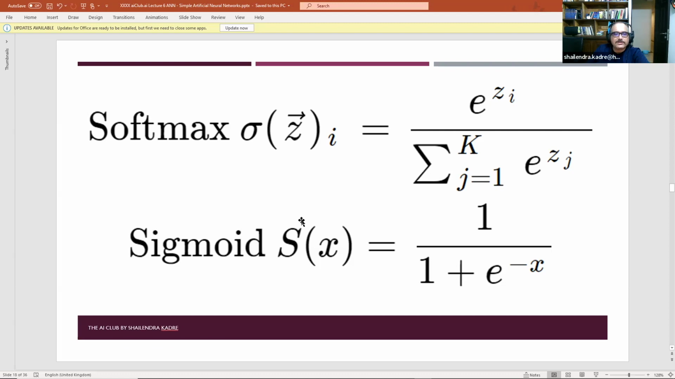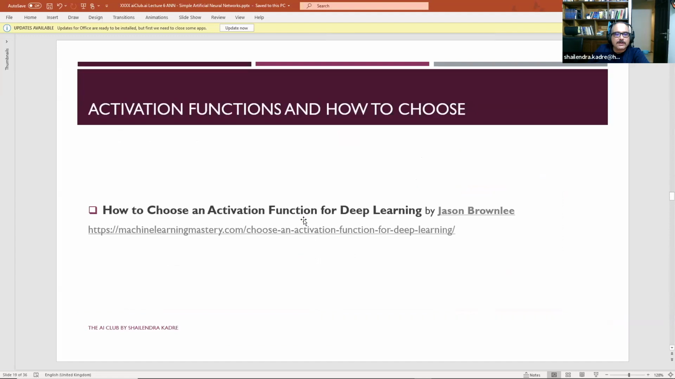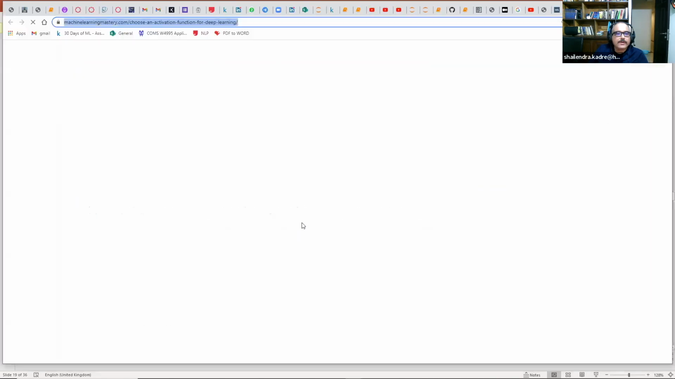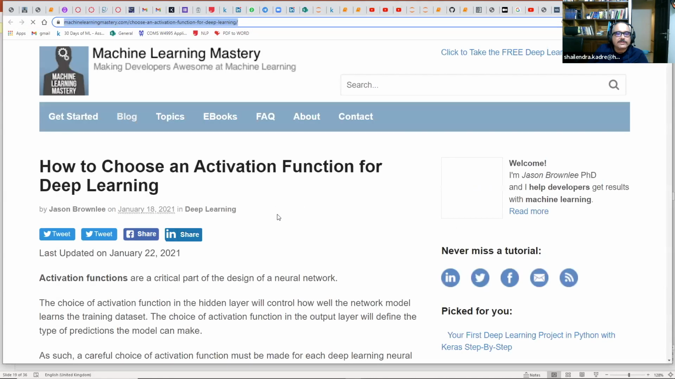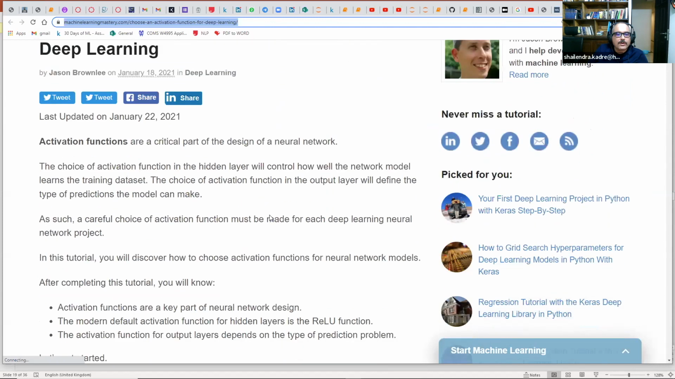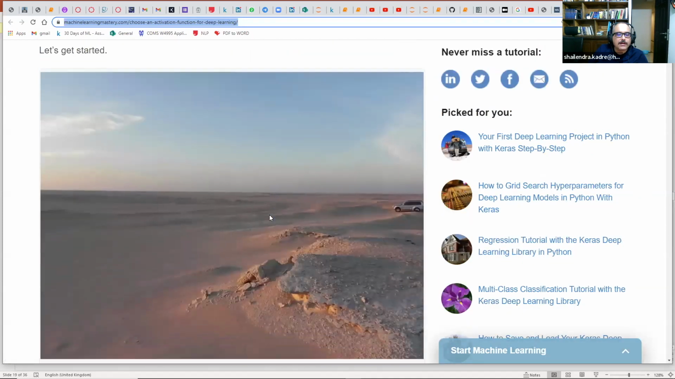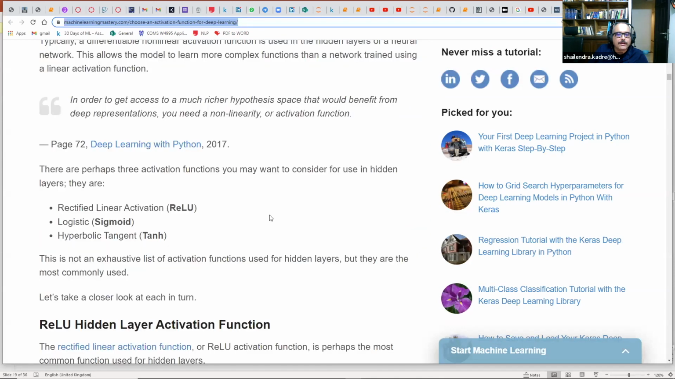So now, having said that, I want to show you some activation functions, and that will be the end of our lecture today. Some activation functions. This also will be shared with you. So we have this gentleman, Jason Brownlee. He writes very nice articles about machine learning and deep learning.